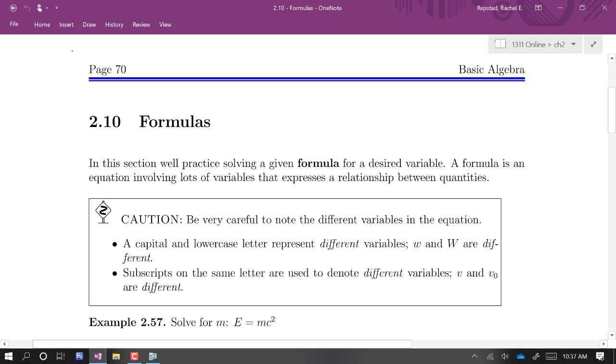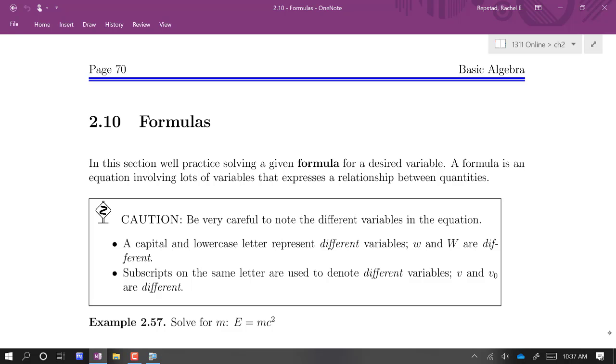Alright, in this section we're going to solve equations. We're going to solve some more equations. In this case, we're just going to solve formulas. We're essentially going to start with a formula that's given and rearrange it algebraically so that it's solved for a different variable in the formula.